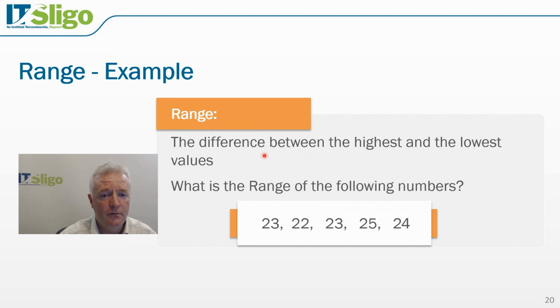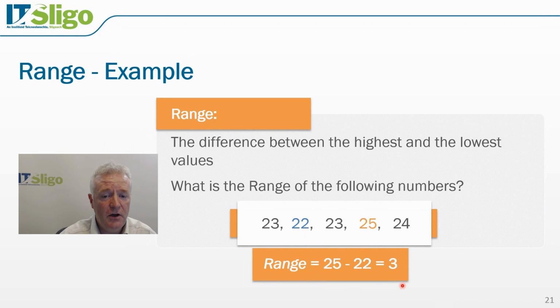Here we see the range represents the difference between the highest and lowest value. So if we're given a set of data, 23, 22, 23, 25 and 24, we look for the largest value, which is 25, and the smallest value, which is 22, so the range is 3.